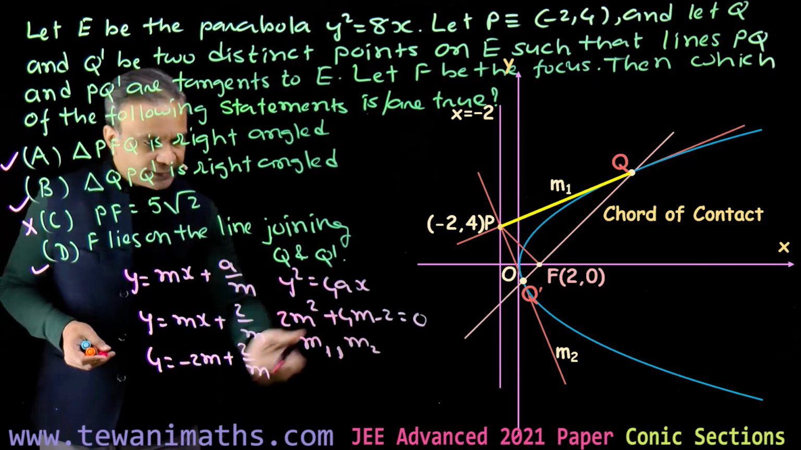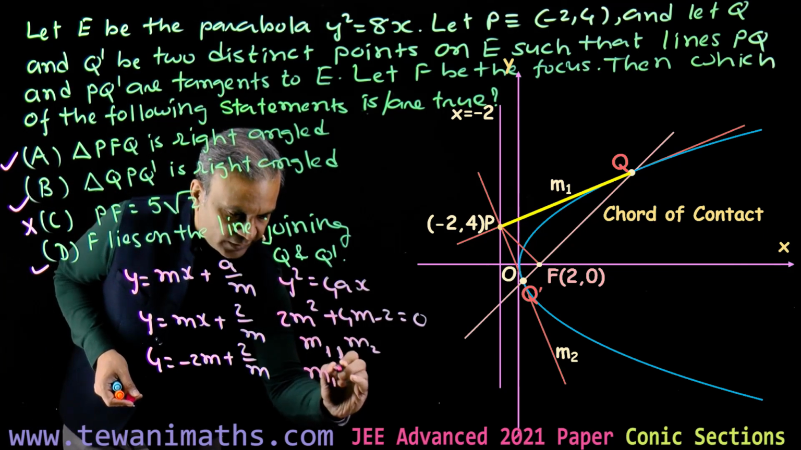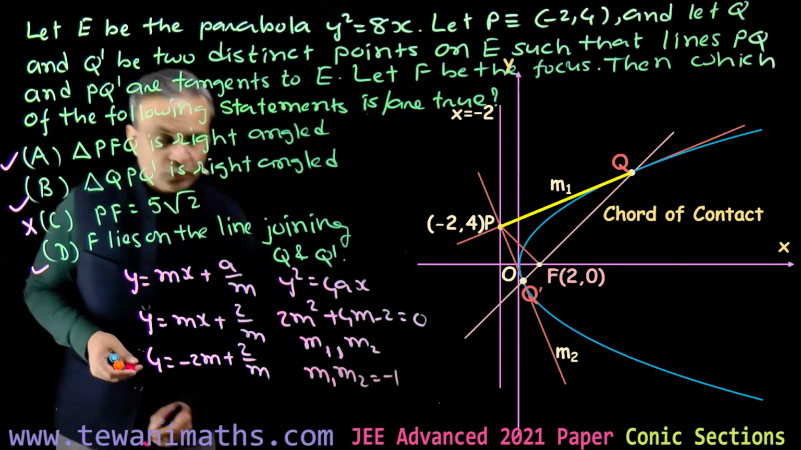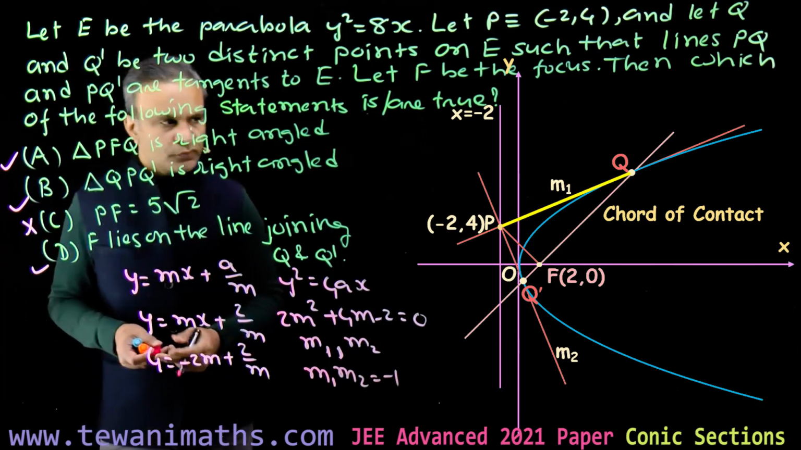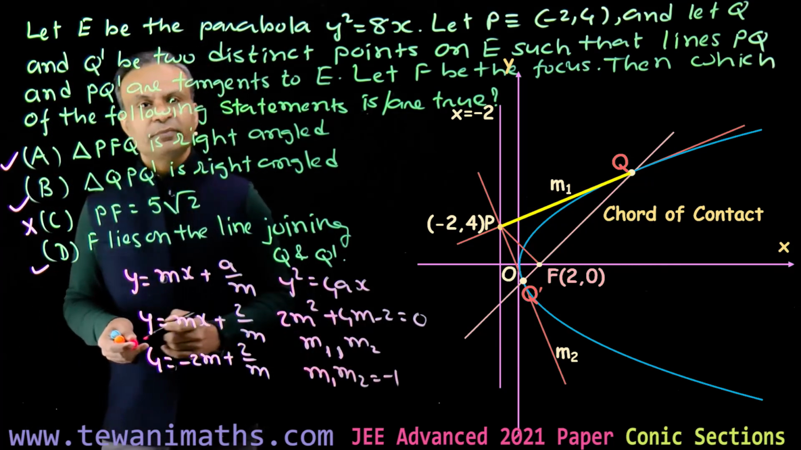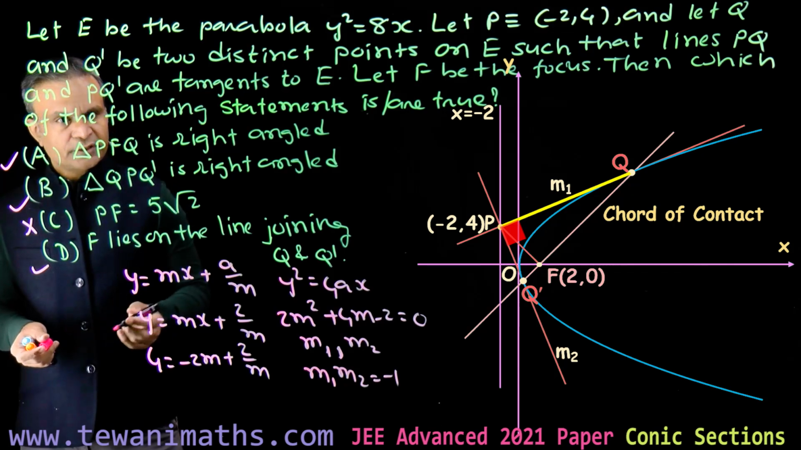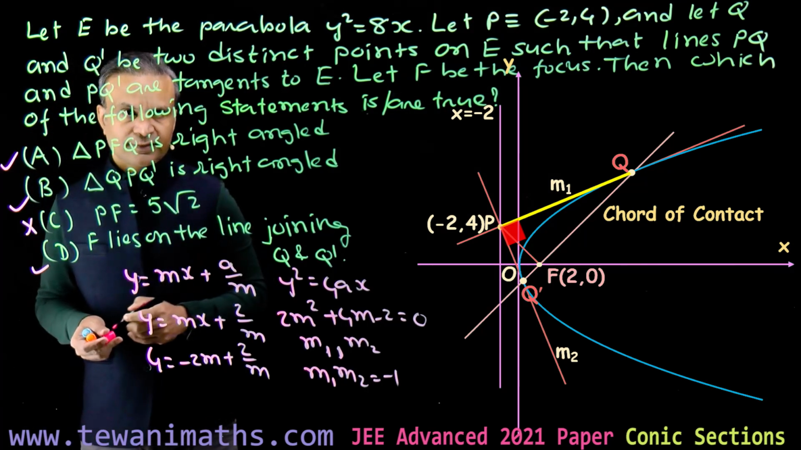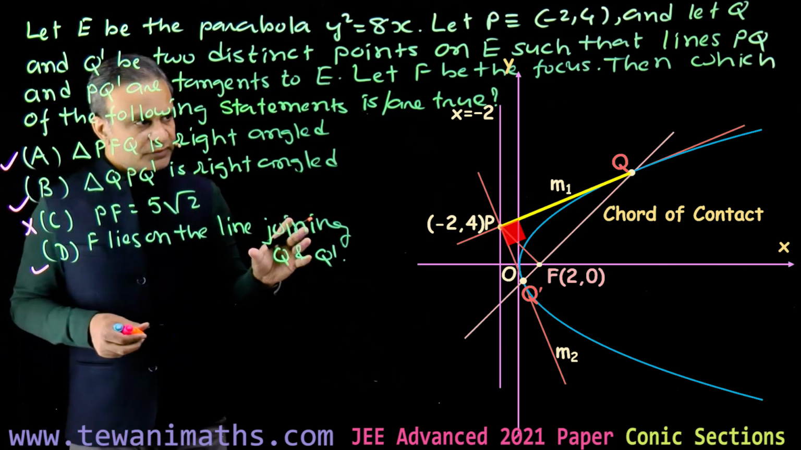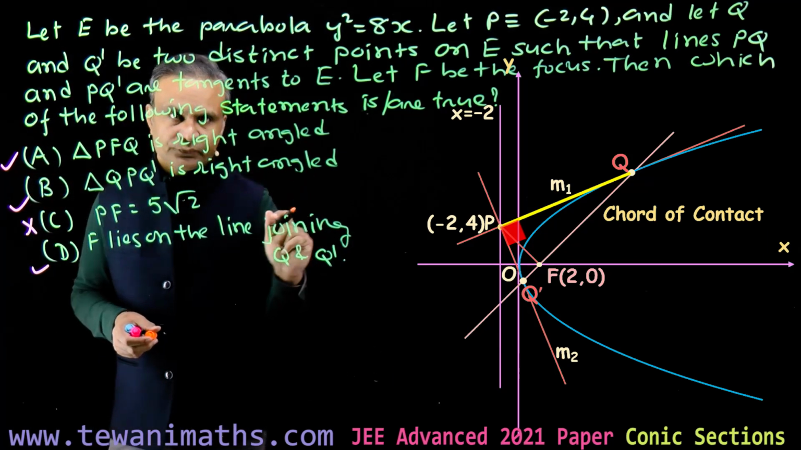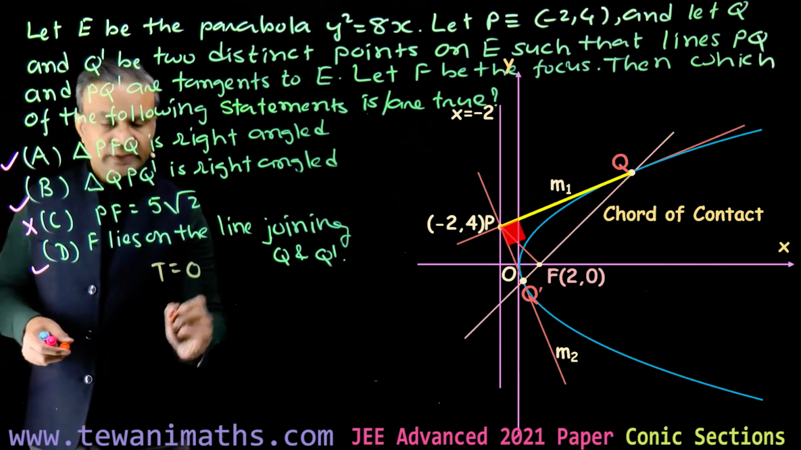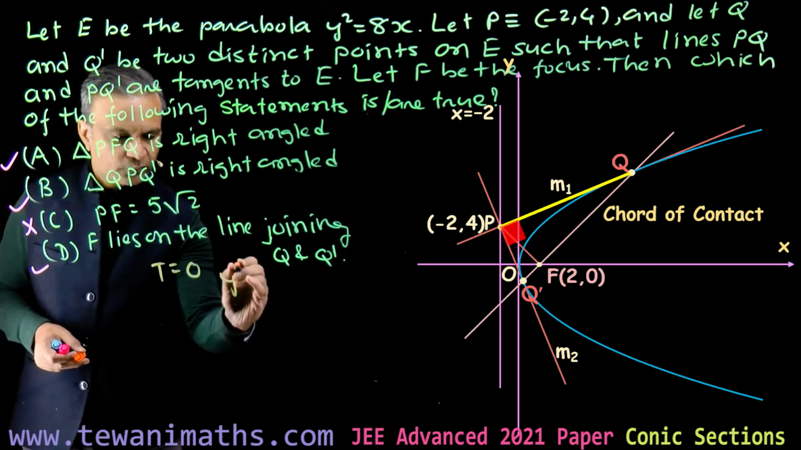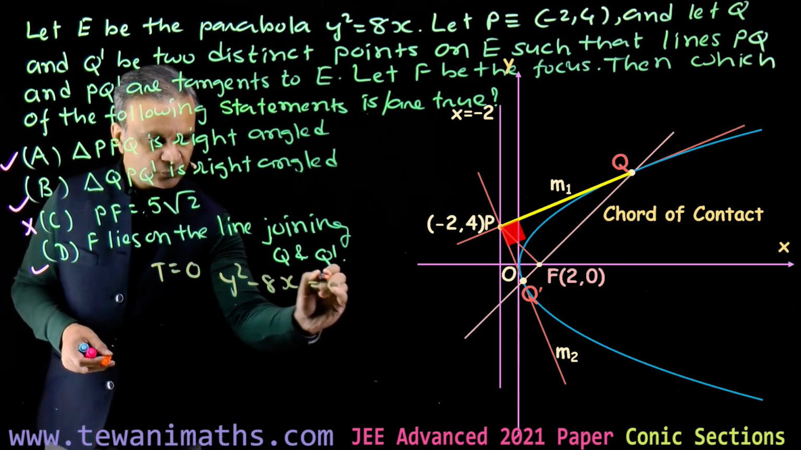Okay, and clearly we have m1 m2 is equal to minus 1. Product of roots is minus 1, so tangents will be perpendicular. So option B is correct, that QPQ dash is right angle. Okay, now QQ dash is chord of contact with respect to point P. Equation of chord of contact is T is equal to 0. Equation of parabola is y square minus 8x is equal to 0.